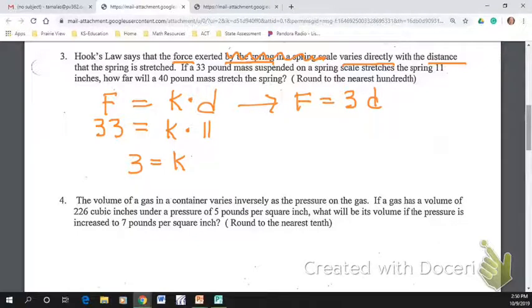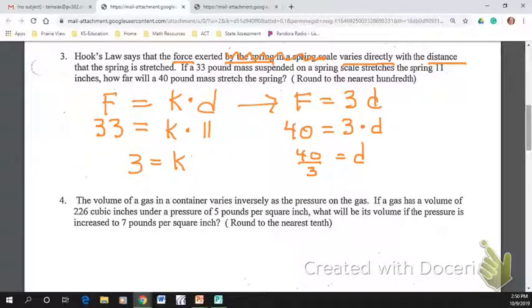How far will a 40-pound mass stretch the spring? Okay, well, if I have a 40-pound mass, that's a force. I want to know how far it will stretch the spring, so I'm looking for the distance. So that's going to be 40 divided by 3, which needs to be rounded to the nearest hundredth. What does it mean to round to the nearest hundredth?